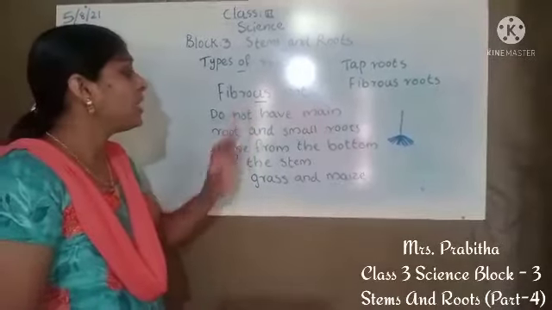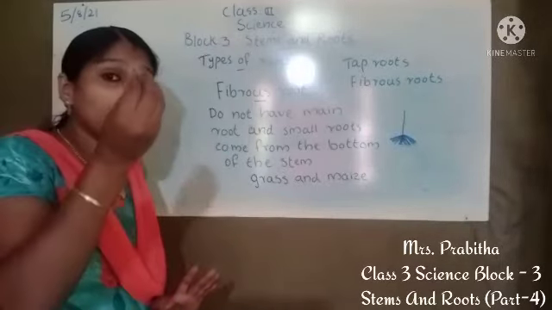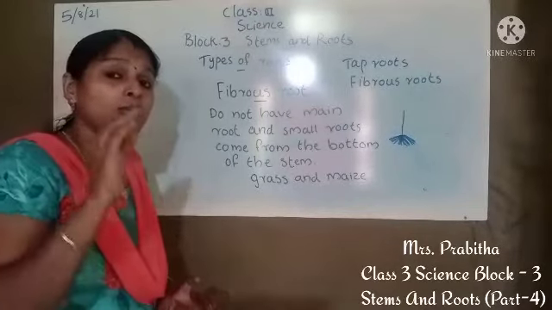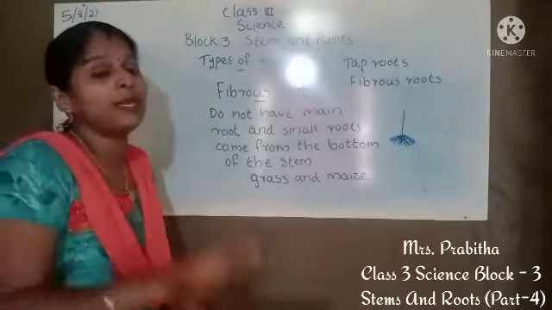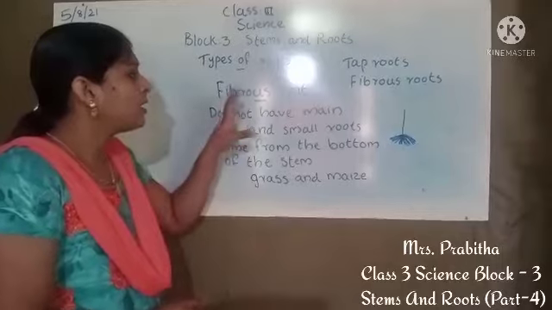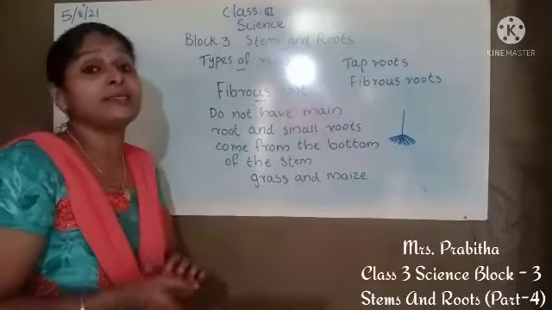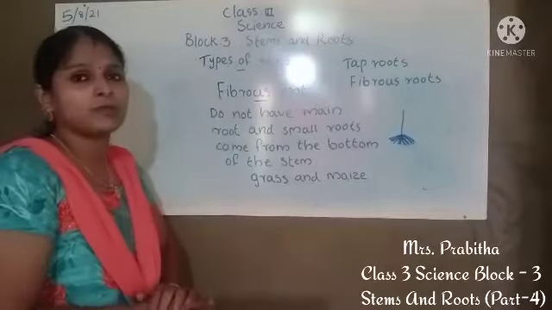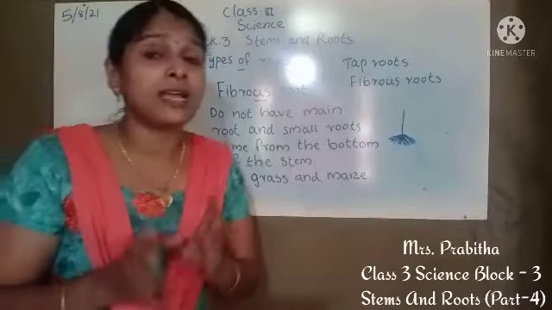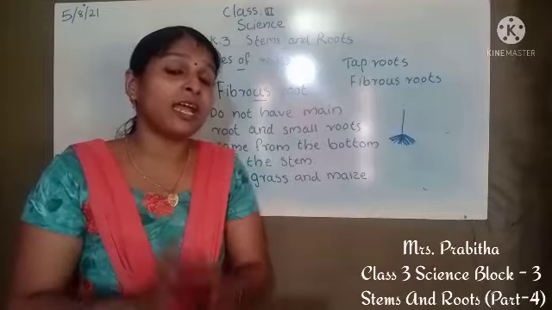Then what is fibrous root? Fibrous root does not have a main root. Small roots are coming from the bottom of the stem, all from one place. Grasses and maize are the examples for fibrous root. See children, we told the examples for fibrous root, grass and maize. Can you say any example of a tree having fibrous root?